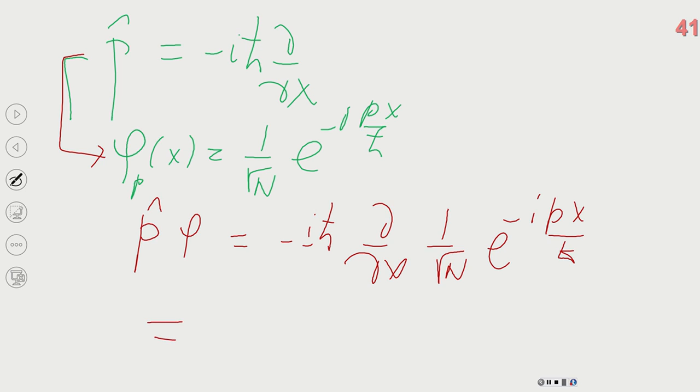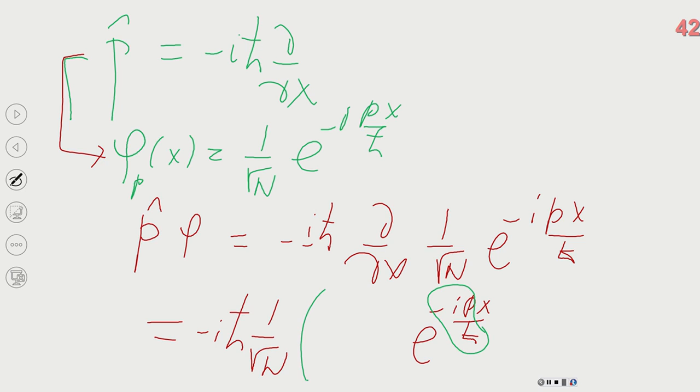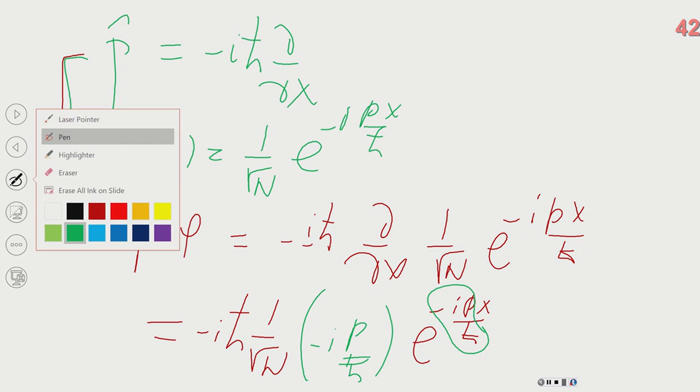So all factors go to the front. The derivative of an exponential is the same exponential, and everything except the independent variable goes as another factor at the front: minus i p over h bar. Right? Everything calculated.